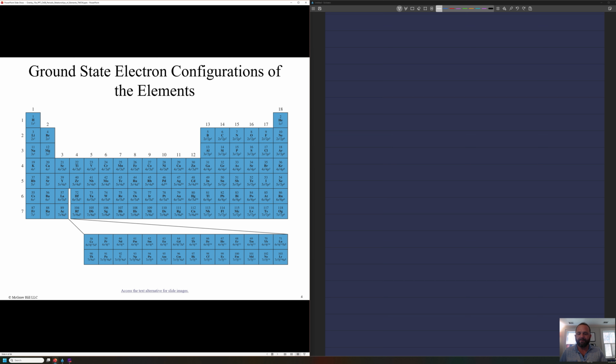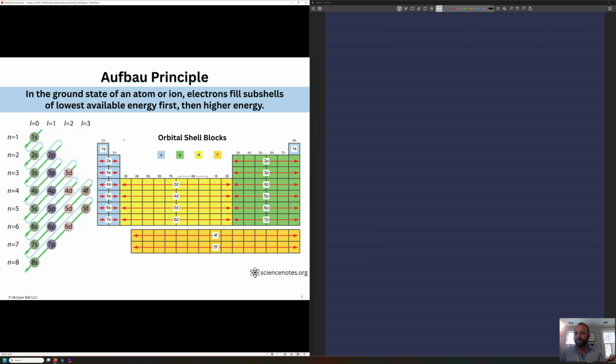Most of those exceptions are in the transition metal range. So next slide, the Aufbau principle. In the ground state of an atom or ion, electrons fill subshells of lowest available energy first, then higher energy. In nature, everything wants to be as low energy as possible.